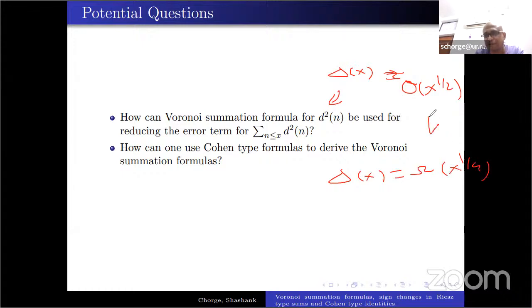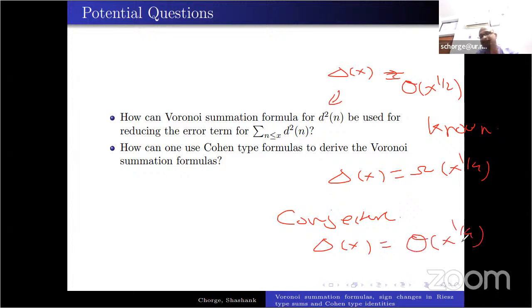So these things are known, these are proved. So the conjecture is that delta x is big O of x to the power 1/4. So that is the conjecture. It is very similar to the conjecture for the d divisor function, Hardy's conjecture.